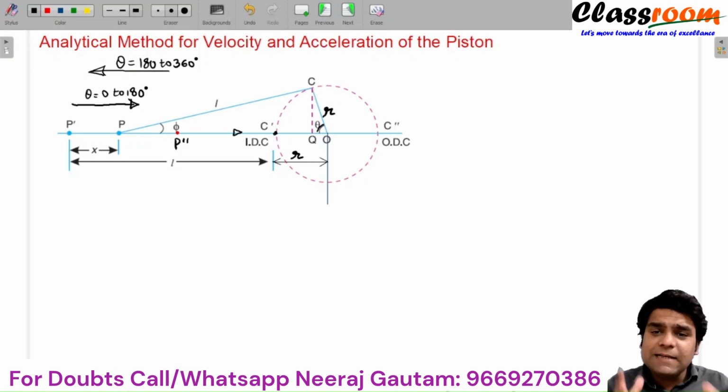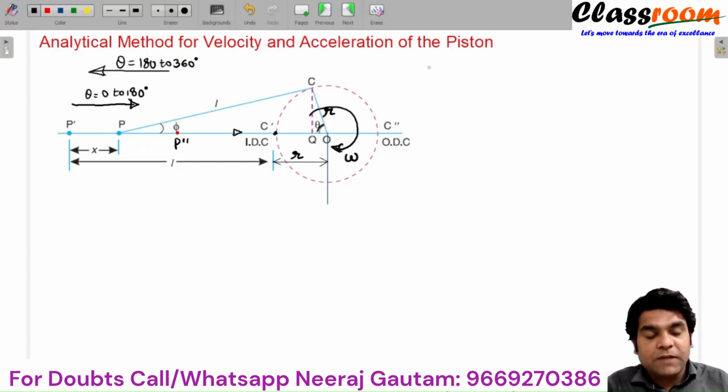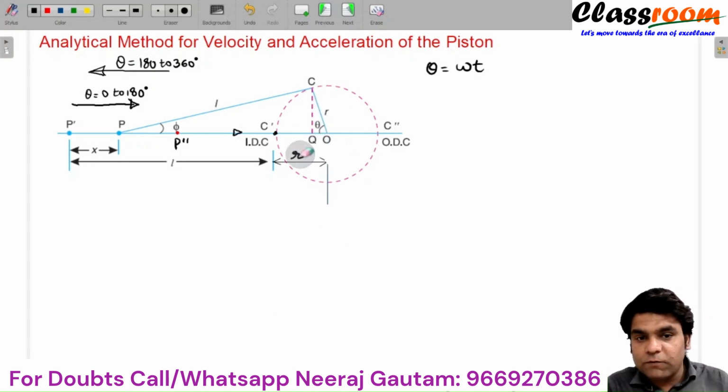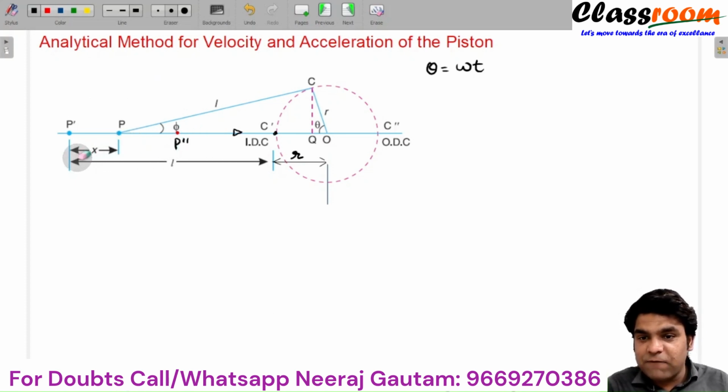Now, if the crank is rotating with a constant angular speed omega, then at any instant of time theta is equal to omega times t. That means theta is a function of time. At any instant of time, when the crank has rotated by angle theta, the piston is displaced by value x from its inner dead center position. This is the displacement of the piston in time t.